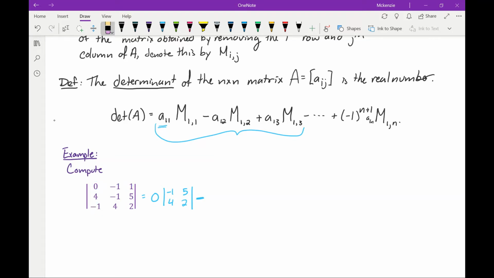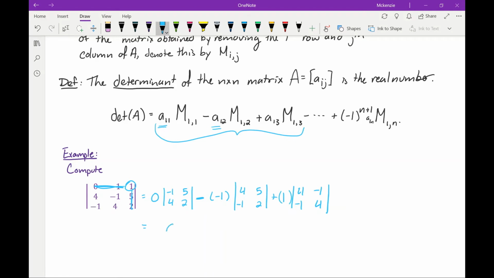Let's erase all this so that we can get back the determinant. When we take the second entry, we delete everything, so we get a -1, that's our A12, times the determinant again of what's left, so this time it's 4, 5, -1, 2. And then plus, let's erase again, we get 1 times what's left: 4, -1, -1, 4.